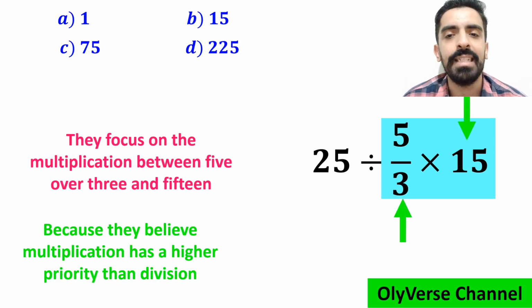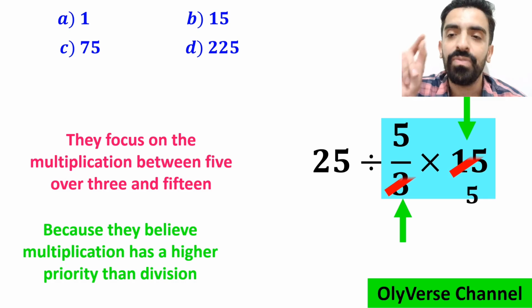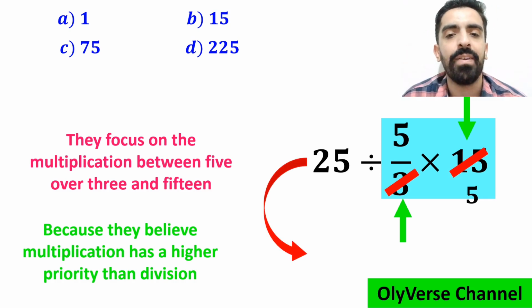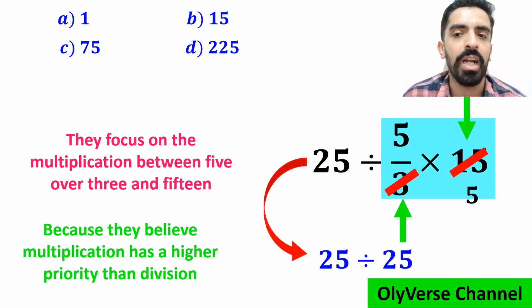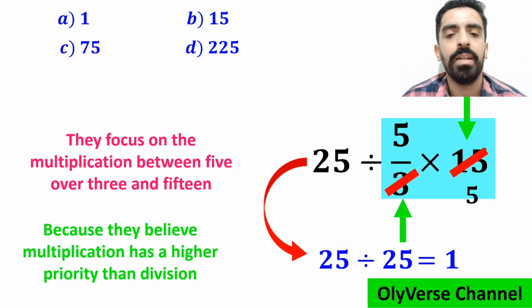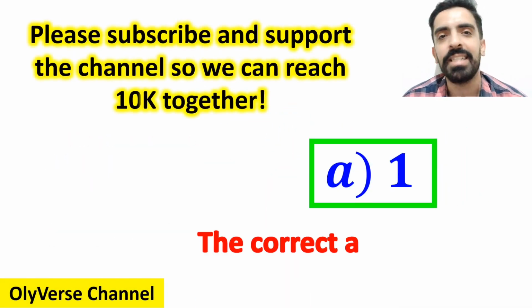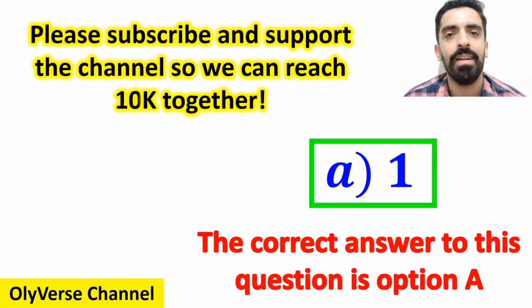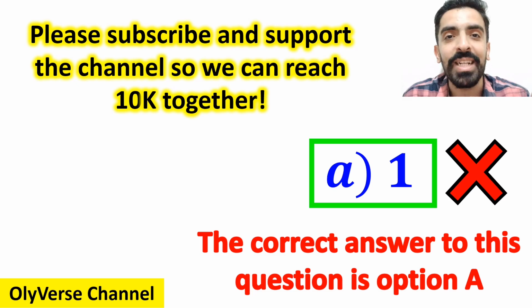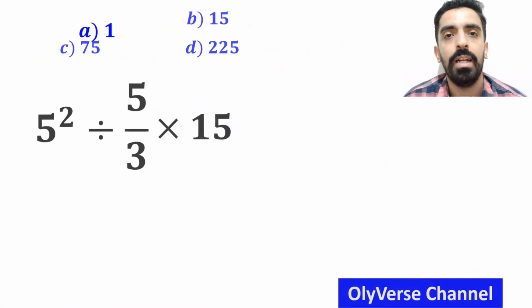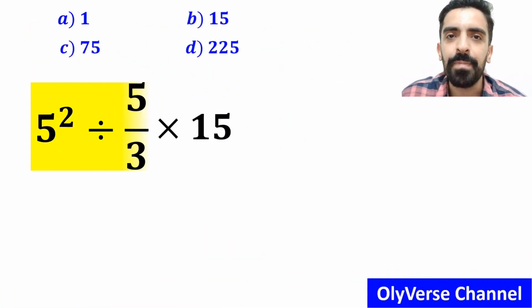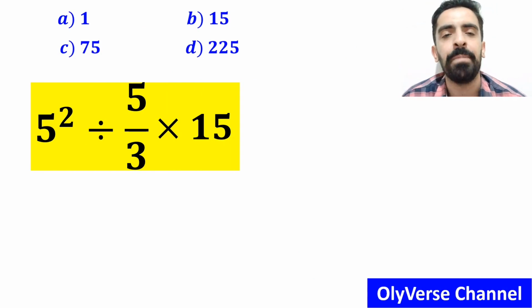Okay, as you can see in the image, they simply cancel out 15 with the 3 in the denominator, and this expression simplified to 25 divided by 25, which finally gives them the answer 1. And immediately, they conclude that the correct answer to this question is option A. However, it's not the correct answer to this question. Alright, now let me explain step by step how to solve this expression properly.